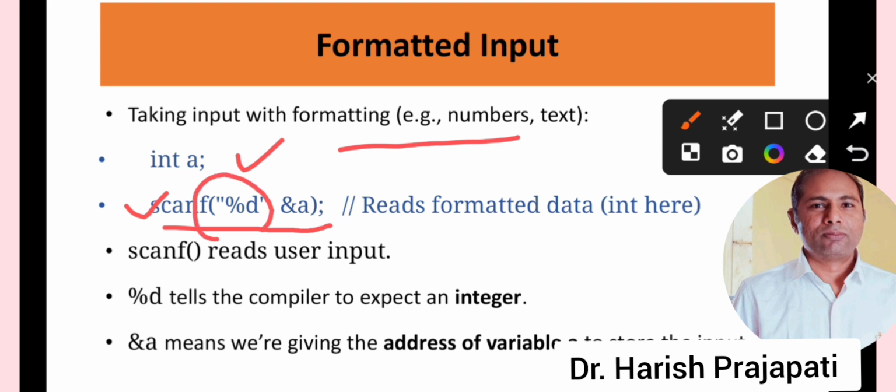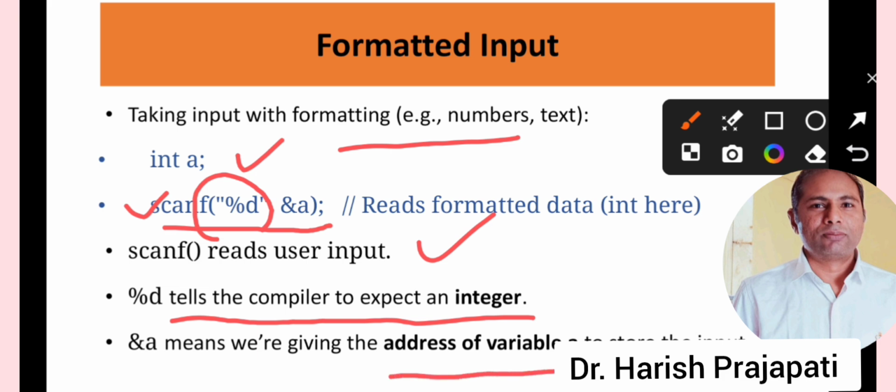Percentage d means it is an integer. Now I will put a comma, then I will write ampersand a. So what does scanf mean? It will read the input from the user. What is the meaning of percentage d? It tells the compiler that it is an integer. Now what is the meaning of ampersand? It means giving the address of the variable. So it will give the address of the variable.